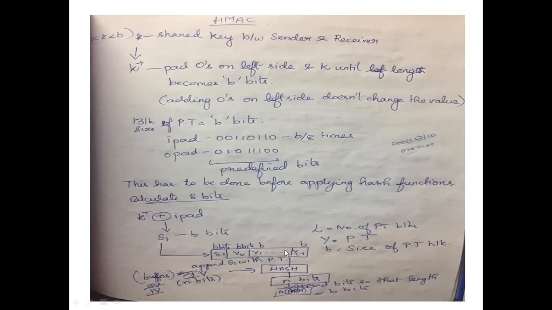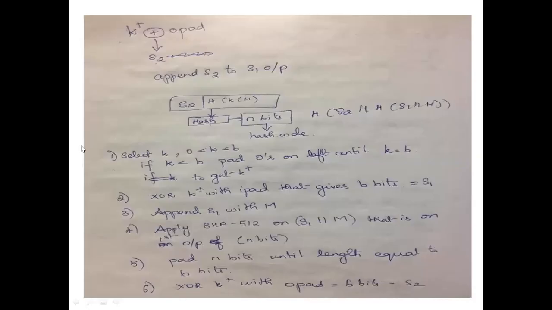Now to this, you will apply the hash function. The hash function will also take the initial vector values. Then this hash function will produce a hash code. That is the first step. You have a second step also. It is a two-step process.